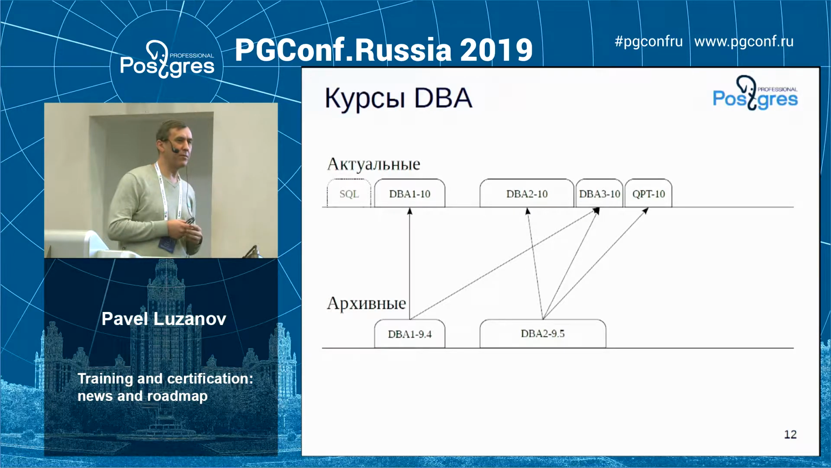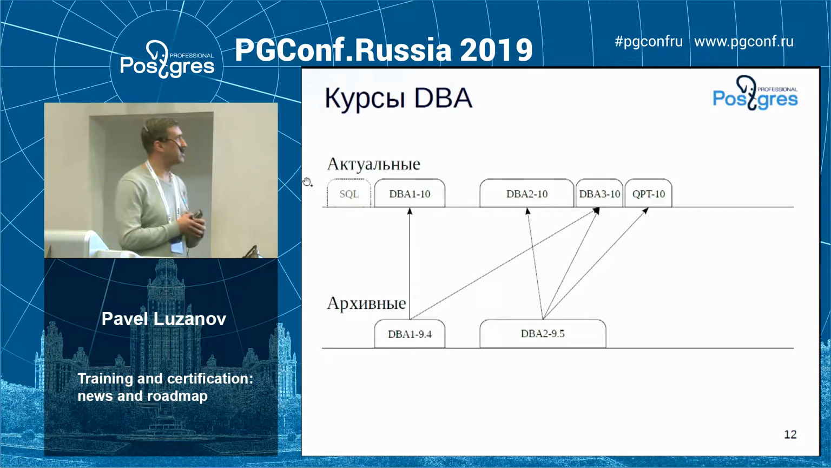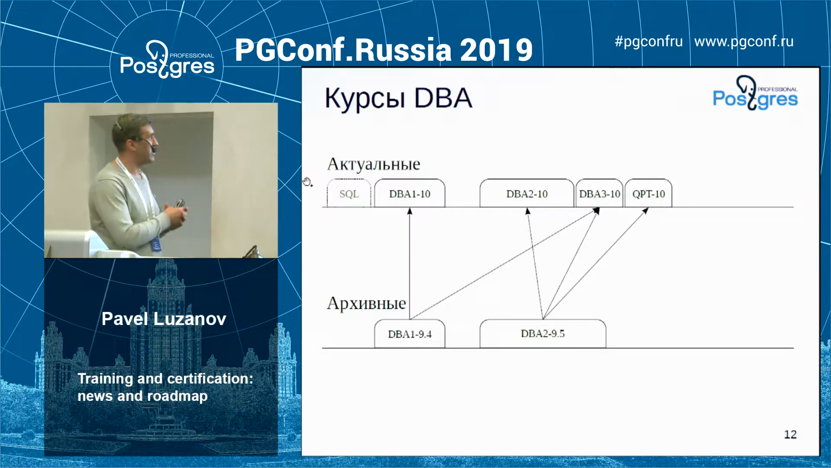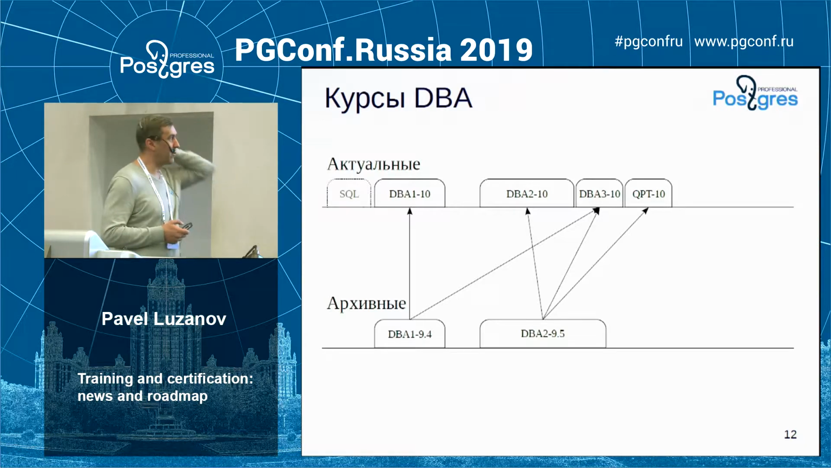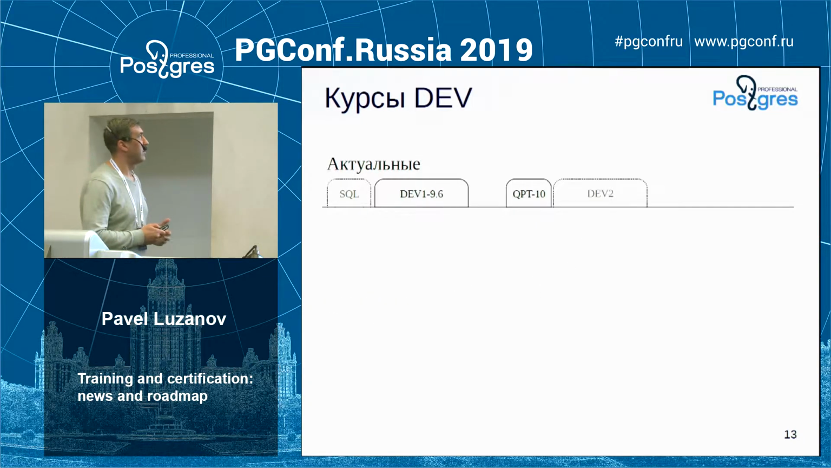DBA 1 version was released in September 2015. It was based on version 9.4. In spring next year, in spring 2016, we released DBA 2, a 5-day course based on 9.5 version. So I guess we can dismiss those courses and offer the new ones with the updated versions.